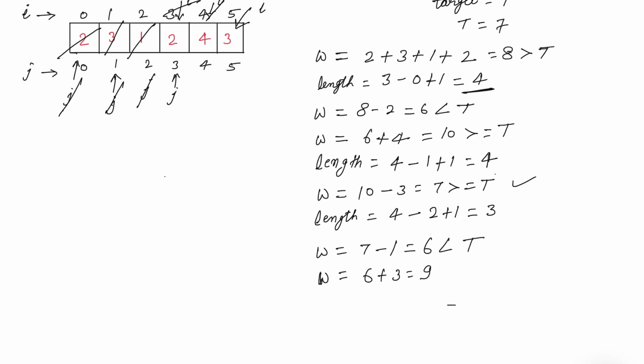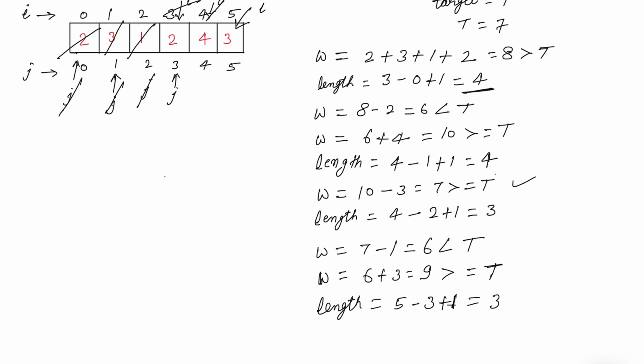After becoming 9, it is greater than equal to target. So its length will be, see, I index is 5 and j index is 3. So 5 minus 3 plus 1, this will be 3. So length is still 3. So no need to update.